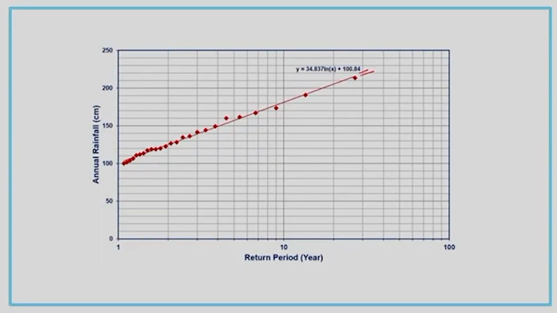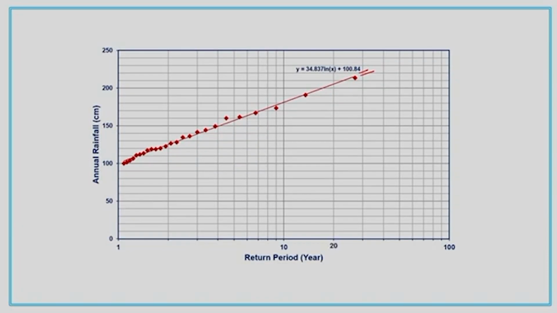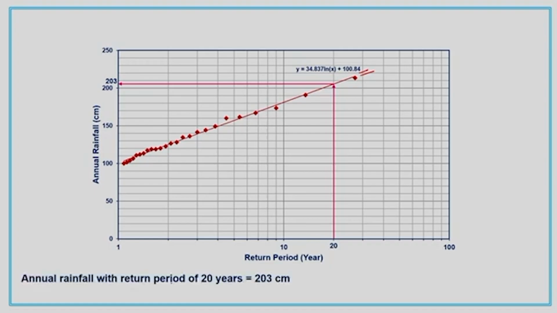Here in the questions we have been asked to find out the magnitude of annual rainfall corresponding to a return period of 20 years. So, 20 years will be coming here because the x-axis is in logarithmic scale. Corresponding to 20, we can find out the value of annual rainfall as approximately 203. If we are finding out the value from the graph manually, we can get the approximate value only, that is approximately equal to 203. So, the annual rainfall with a return period of 20 years is 203 centimeter.